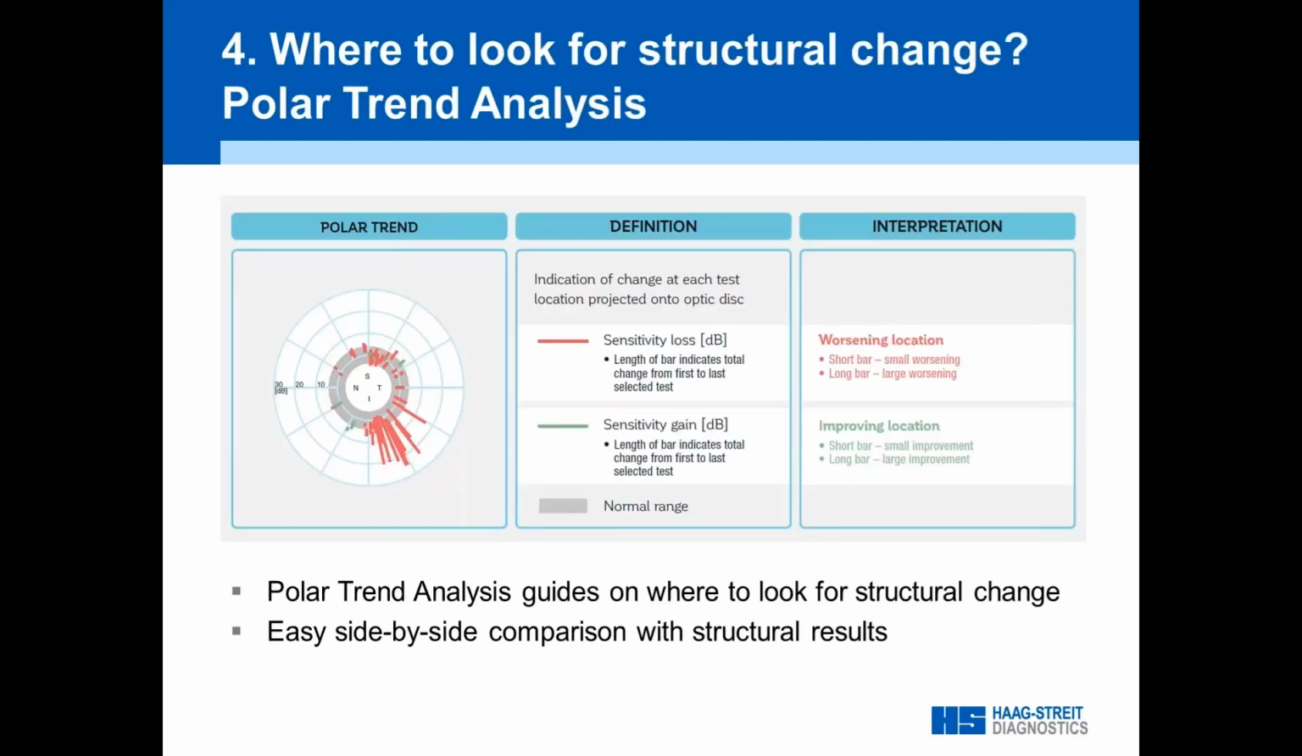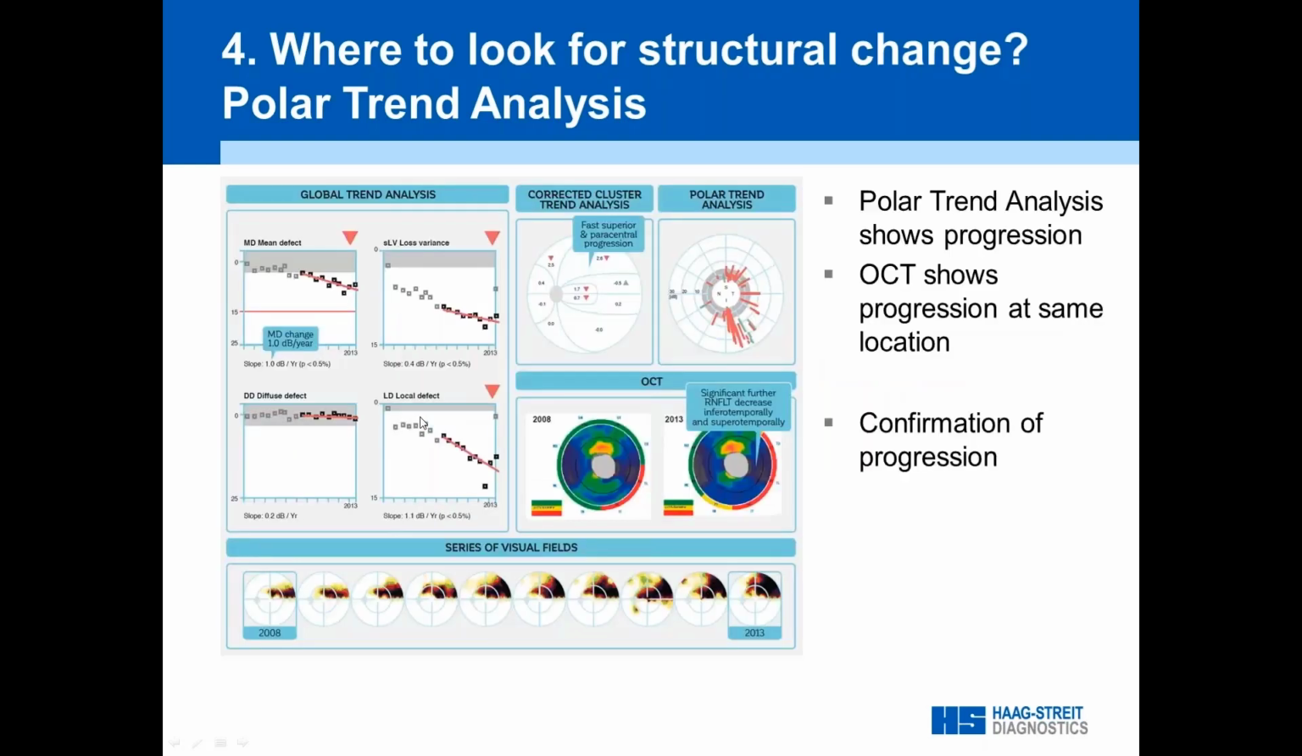So we have the polar trend analysis. And the polar trend analysis is quite similar to interpret as the normal polar analysis. But here we show point-wise worsening in red, and sometimes you have a little bit of fluctuation improvement in green. But really it's the same thing: where should I look for structural change? You see these red arrows here. So clearly, let's have a look there.